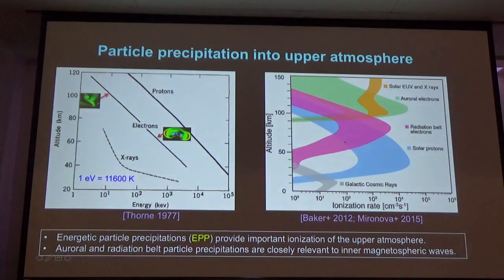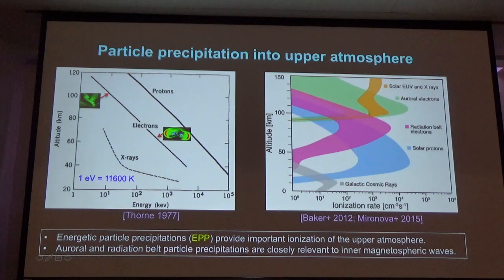As we know, the particles trapped in the magnetosphere can precipitate into the upper atmosphere, and the altitude at which they deposit their energy depends on the species and the energy. The particles which generate the spectacular aurora come down to a couple of 100 kilometers, but the more energetic radiation belt particles can come down all the way to 60, 70 kilometers. And the bremsstrahlung X-rays generated in association with the energetic particle precipitation can come down all the way to the stratosphere. This schematic shows the ionization from the various processes.